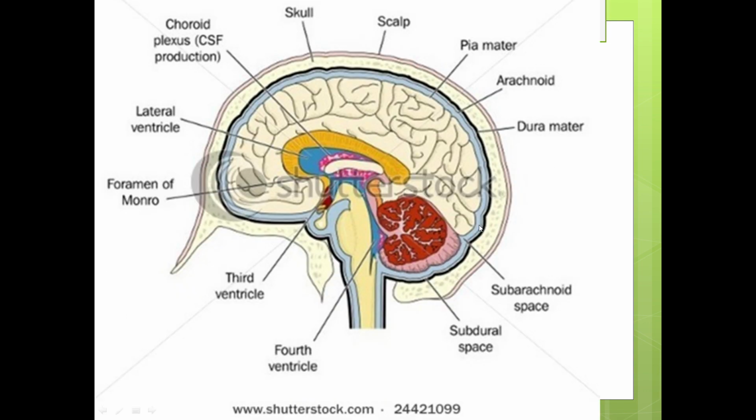What you see here is the meningeal membranes: dura mater, arachnoid membrane, and pia mater. In blue color, the cerebrospinal fluid has been shown here. It continues even to protect the spinal cord. Three membranes protect both the brain and spinal cord.